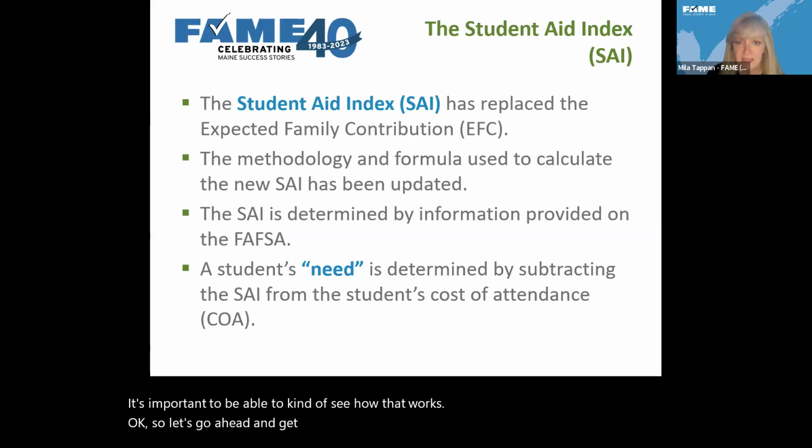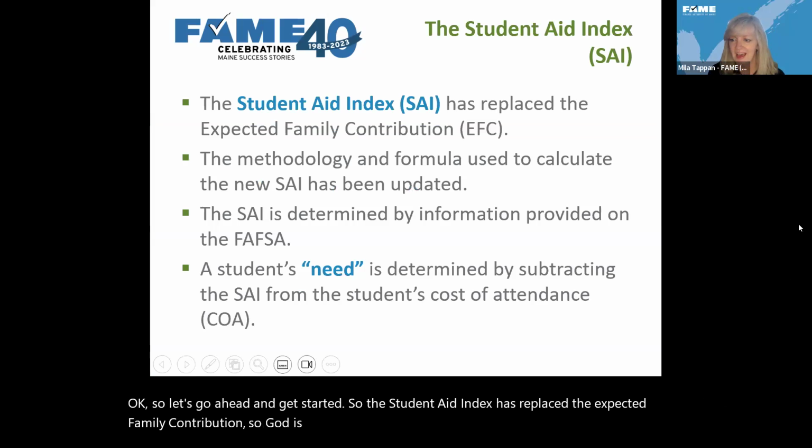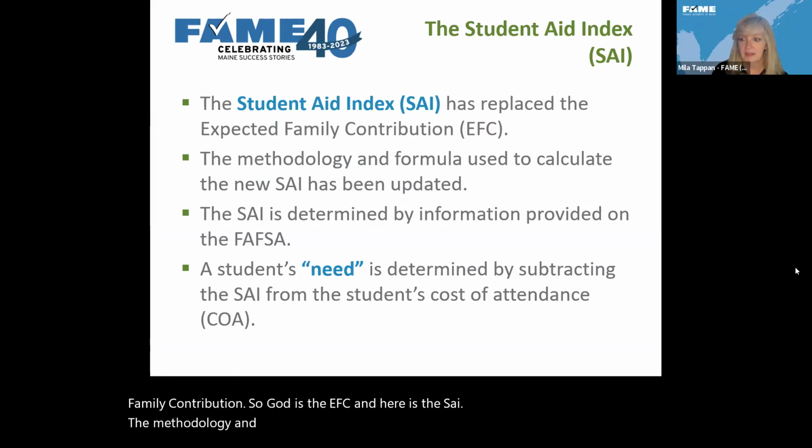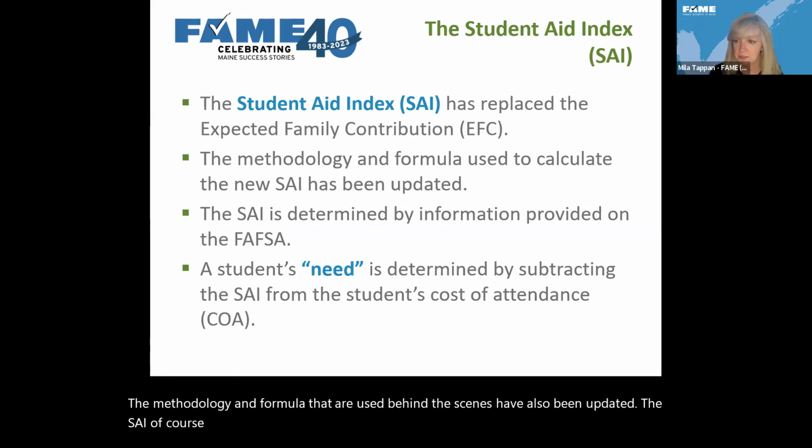So the Student Aid Index has replaced the expected family contribution. So gone is the EFC, and here is the SAI. The methodology and formula that are used behind the scenes have also been updated. The SAI, of course, is determined by the information provided on the FAFSA.